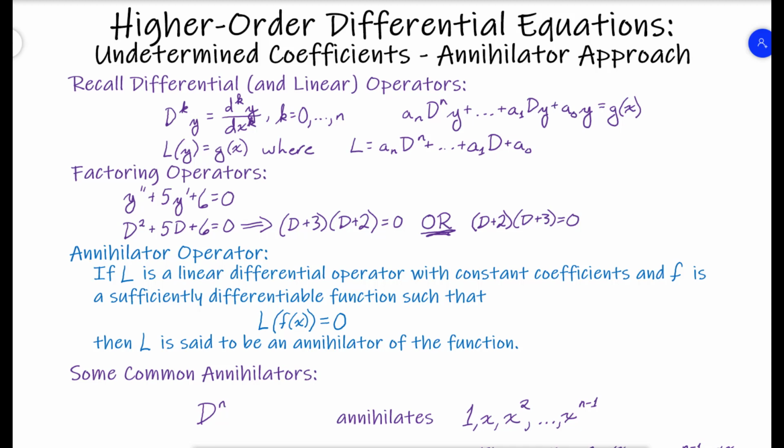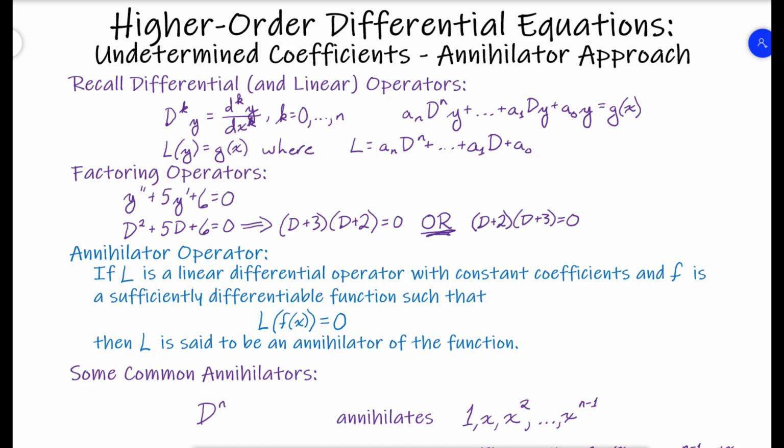Today we're going to be considering the linear operator L of y equals g of x, where L is going to be the operator a sub n D to the n plus, all the way down to a sub 1 times D plus a sub 0. Notice that this looks like a polynomial where D is my variable. So I can factor these.